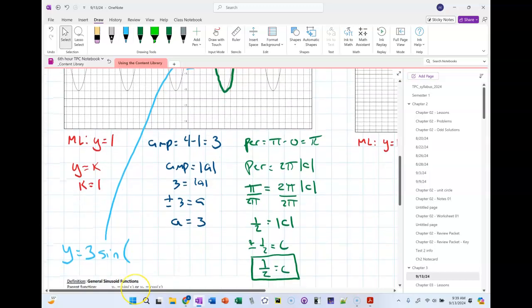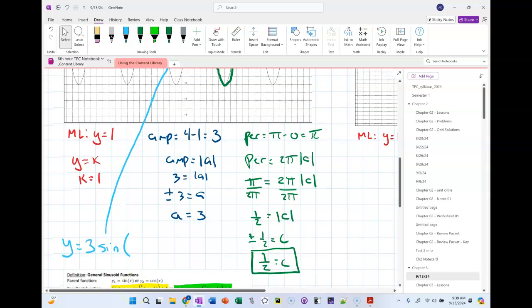Then we have 1 over c. 1 over c means the reciprocal of c. What's the reciprocal of 1/2? 2. You could write 2 over 1 also. That's fine. I'm just going to write 2. And then I have x, and then plus k.